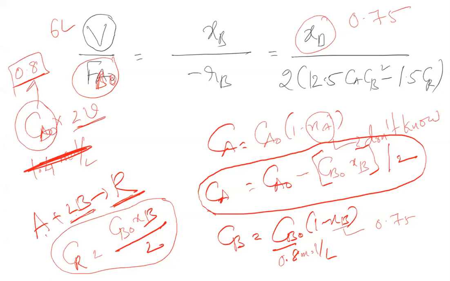Because we are writing the performance equation with respect to B. Why are we writing it with respect to B? Because we know the conversion of B only. It is given that the limiting reactant conversion is 75%, and the limiting reactant is B here.